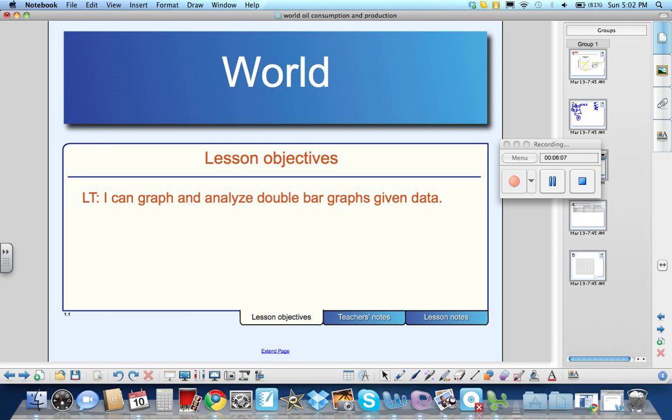So when we talk about the word consumption, it means use. Consumption means use, and production means to make. So of course we make oil in the United States, but do we make as much as other countries? Or do we make enough that we use it all up, or do we use more? So today we're going to talk about that. Notice that our learning target today is I can graph and analyze double bar graphs given data.